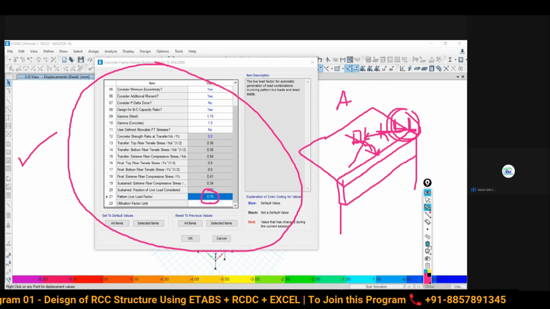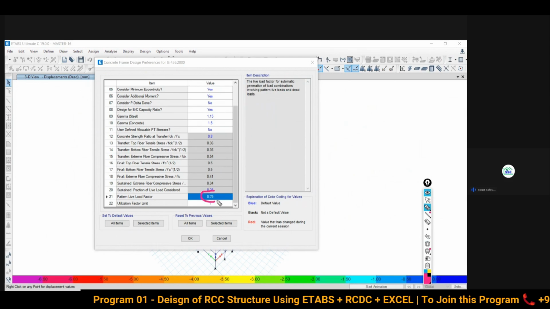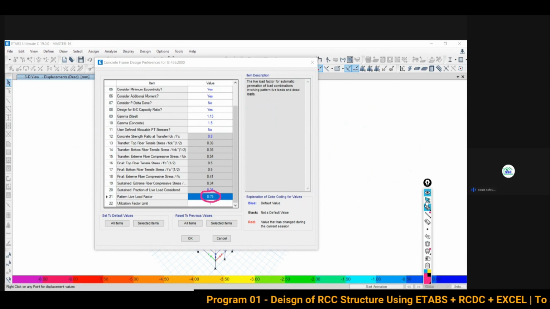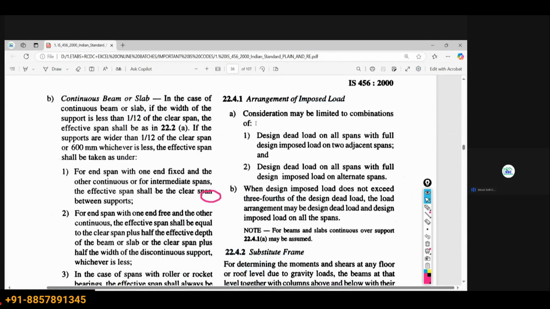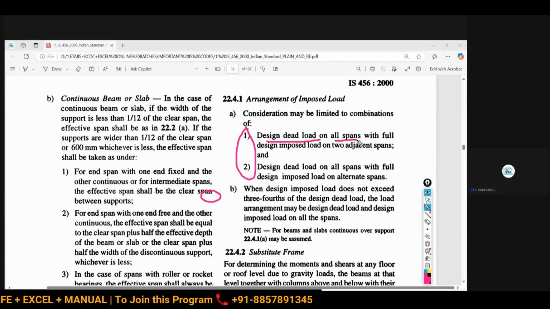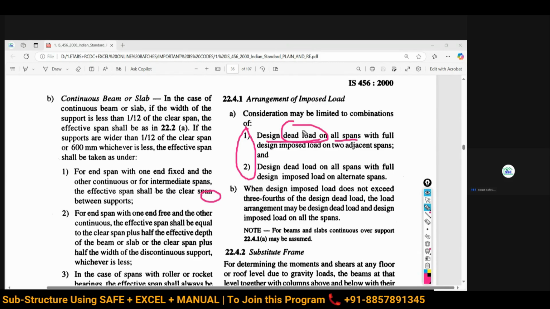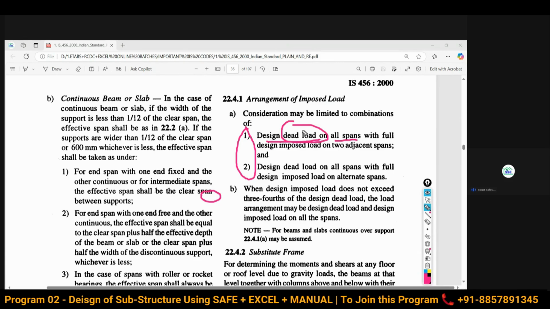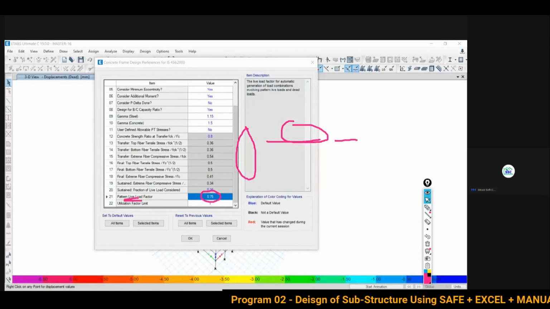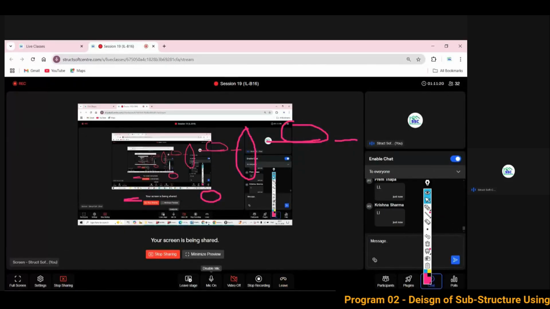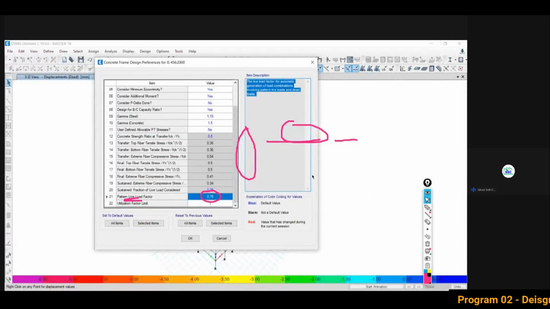So what is important here? Whether this 0.75 is right or wrong. Let's try to understand how to make this consideration of the imposed load. The consideration may be limited to a combination of these two. Design dead load on all spans: there is no question for dead load, no problem. Every time you have to consider 100% dead load. The question is for the live load, not the dead load.